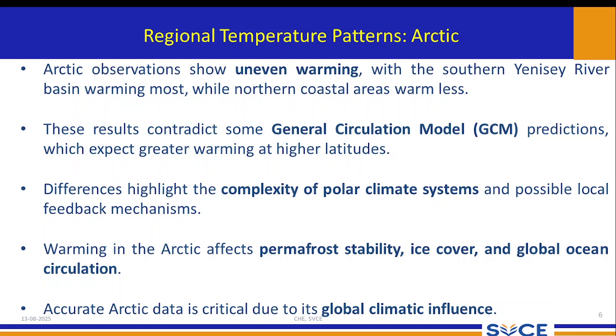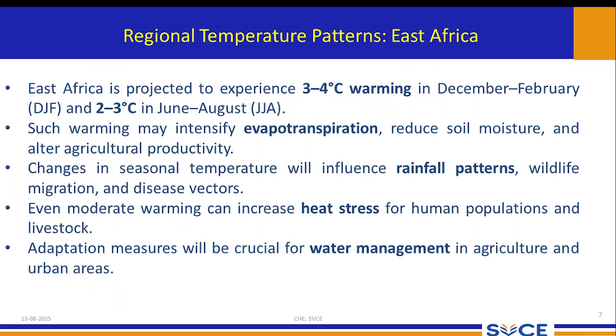Okay, so please try to find out the regional temperature pattern in the Arctic, as we did for India. Now we move to the temperature pattern in East Africa. Here you see the temperature has increased by 3 to 4 degrees Celsius. East Africa is projected to experience 3 to 4 degrees of warming in December to February, DJF, December, January, February, and 2 to 3 degrees Celsius in June to August.